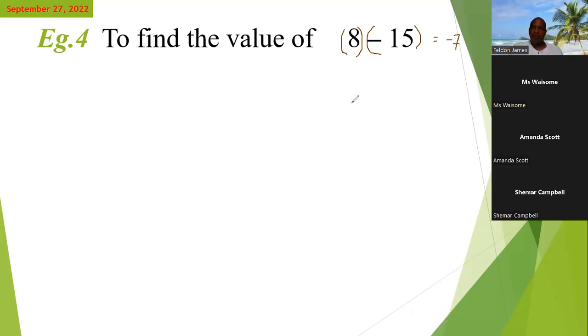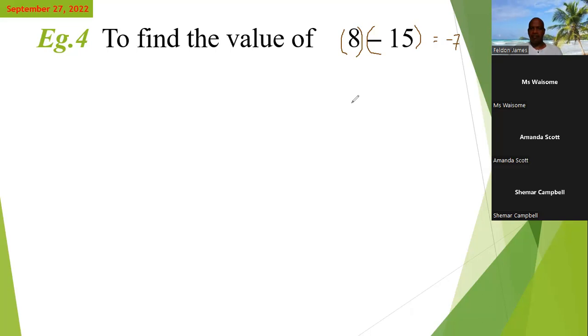Ms. Wesam, jump in and tell me what is happening here. Yeah, I agree with Ms. Scott saying -7, because when having positive and negative numbers, we do the math but keep the sign of the larger number.